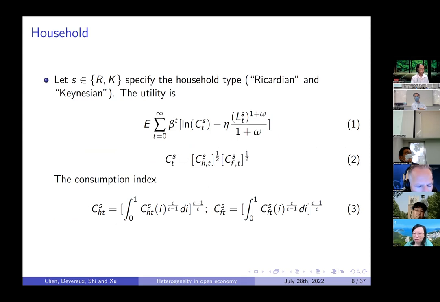As I mentioned, it's log utility, log consumption, and then we're going to introduce leisure. So note, pay attention to this omega. This is the inverse of Frisch elasticity of labor supply, and that is going to play some role in our analysis. So the consumption is a combination of home and foreign goods. And then the elasticity of substitution is 1 between the home and foreign goods. And then among the home and foreign goods, elasticity of substitution is epsilon. Okay, so this is all very standard in the international macro literature.